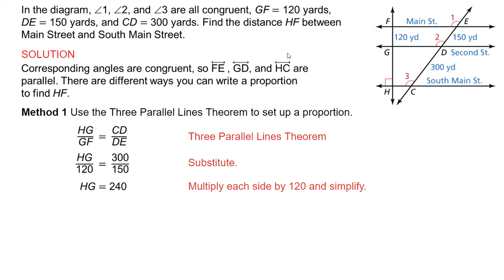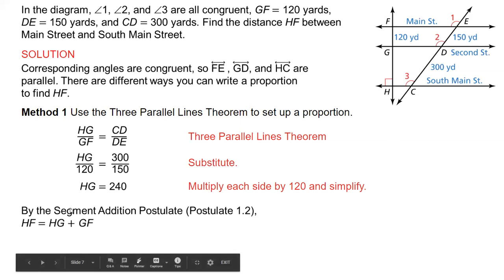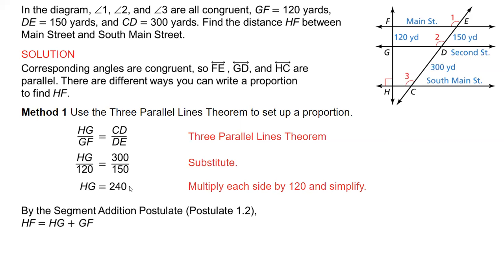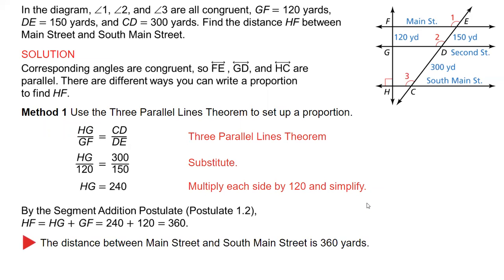Now the question is asking us to find the distance HF between Main Street and South Street. So we need to take this 240 yards, add that back to our GF of 120 yards to get the grand total of 360 yards for the distance.